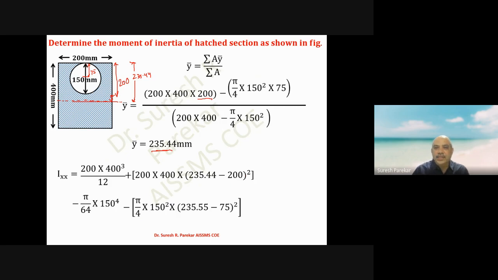Now here you can see we have the value of h as 75, and this is 235.44. So 235.44 minus 75 whole square, because 75 we have this. So we have to go for the distance between the two, and 235.44 minus 75 whole square. And we get this value, 686.79 into 10 raised to 6, and again to the power 4, because we have mm to the power 4, that is the unit of moment of inertia.